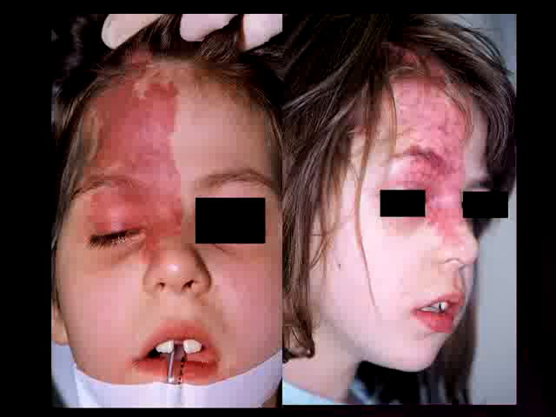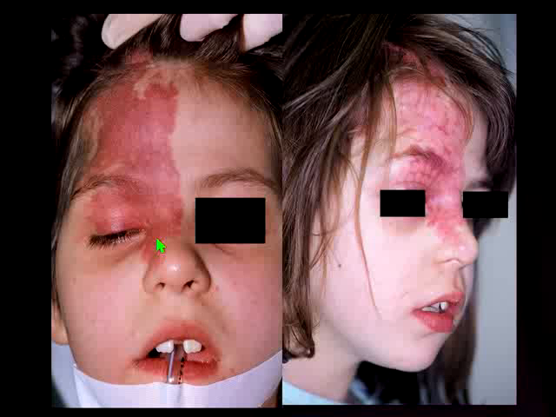So this is an example. This child has a more limited capillary malformation, but again, you see it involves V1 and V2, and involves this area around the eye here. And this child had Sturge-Weber syndrome as well, and this is just showing the results of a procedure with pulse dye laser, and you can see the areas of fading from the laser.